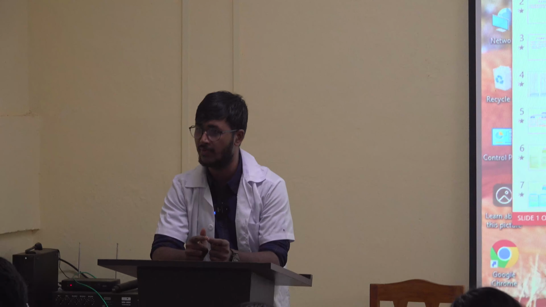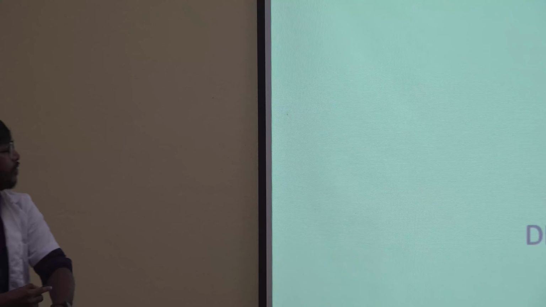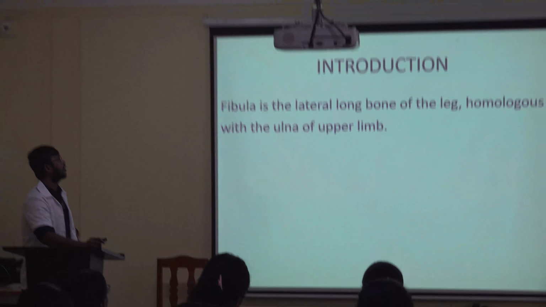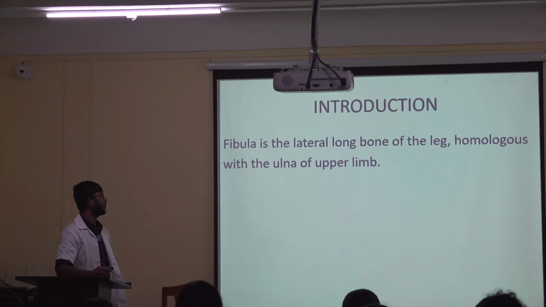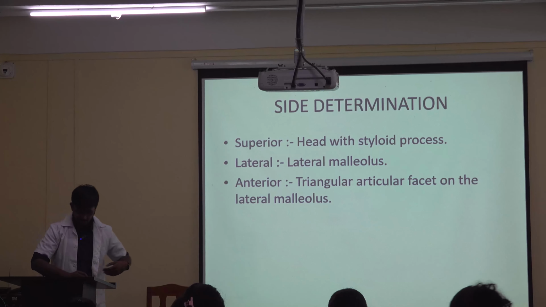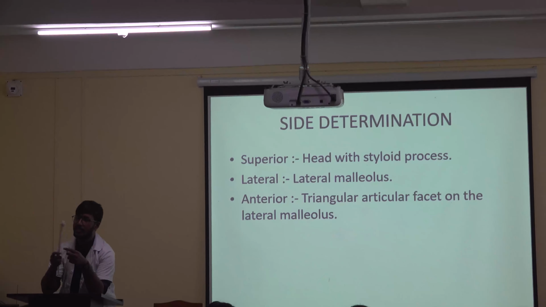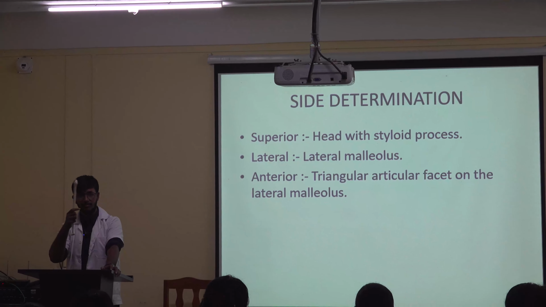So do you know any nerve injury that causes disturbance of dorsiflexion associated with the fibula? So the common peroneal nerve, we will see, okay. So the fibula is the lateral long bone of the leg, homologous with the ulna of the upper limb. So how to determine the side? So is this a right-sided or left-sided fibula?